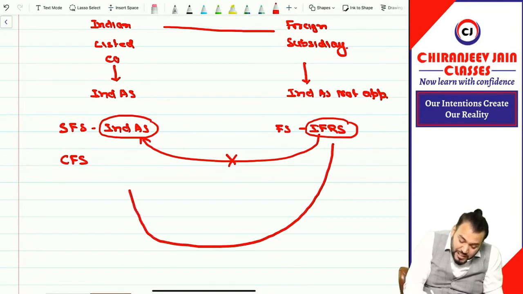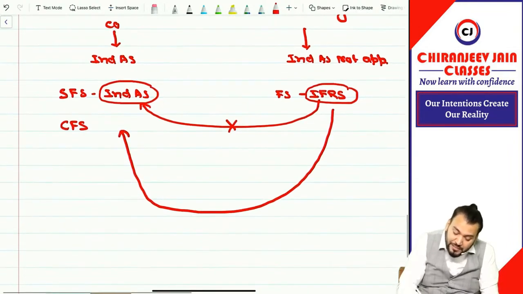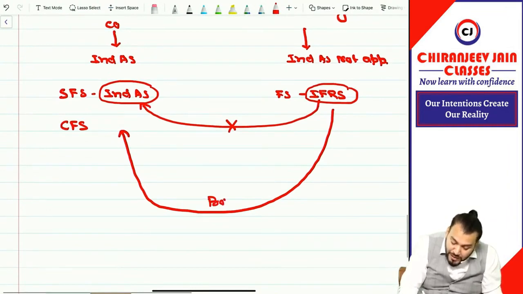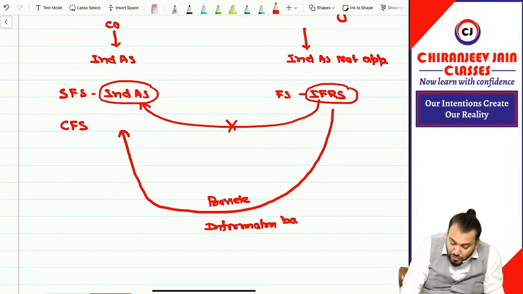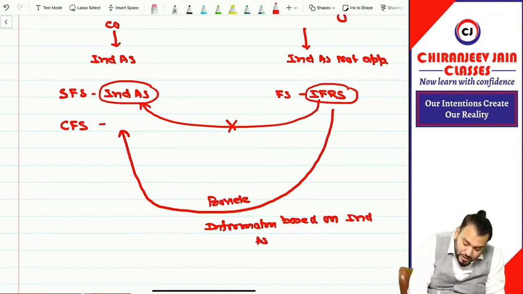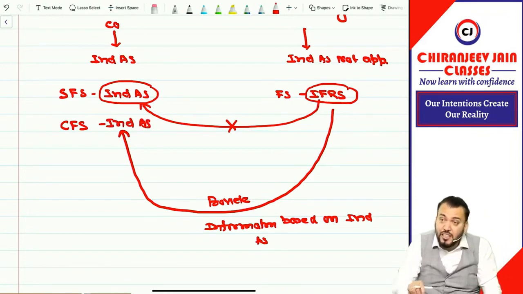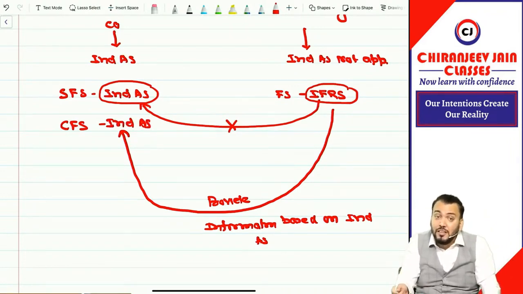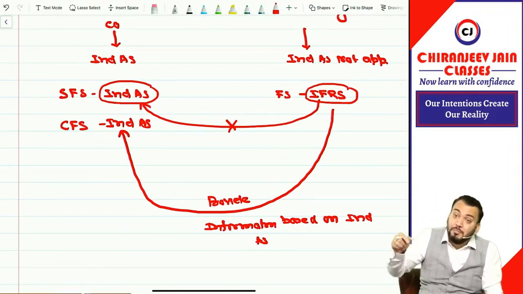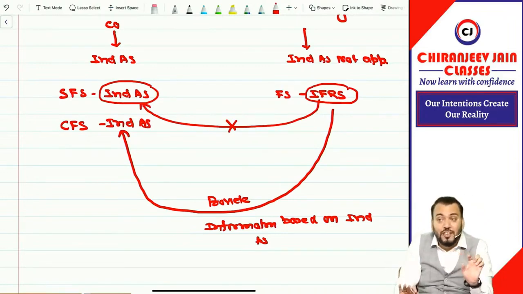What should these foreign subsidiaries do? They should provide information based on what? Information based on Ind AS. So they will prepare CFS based on Ind AS only, correct? But these foreign subsidiaries should provide information about their financial statements based on Ind AS. Then only consolidation is possible.